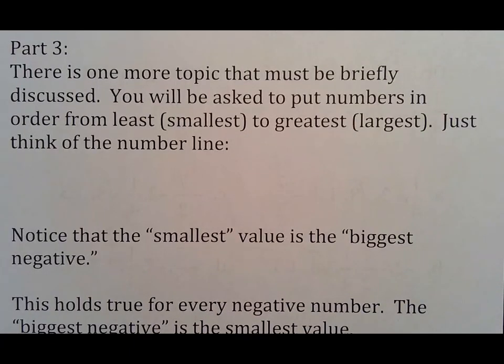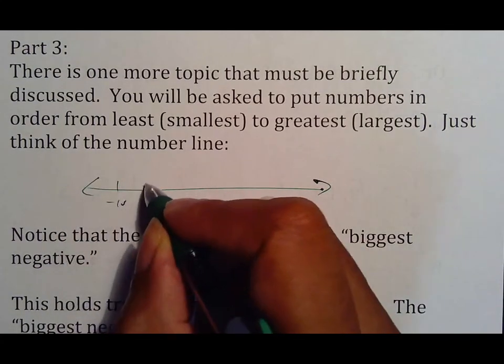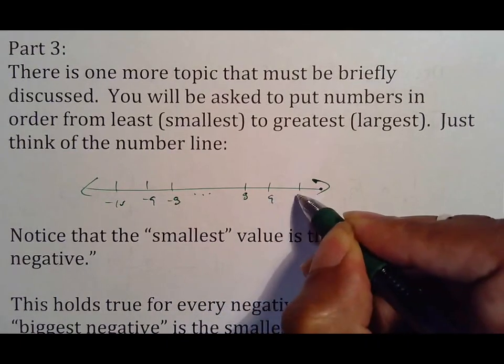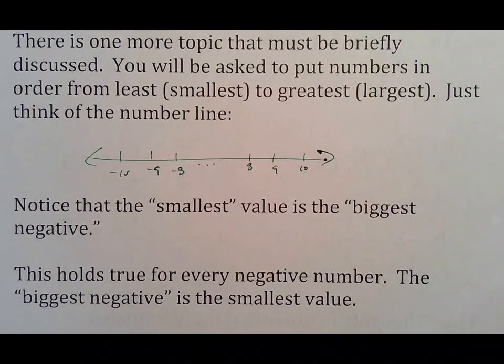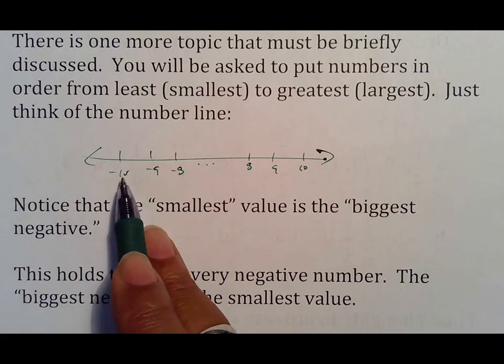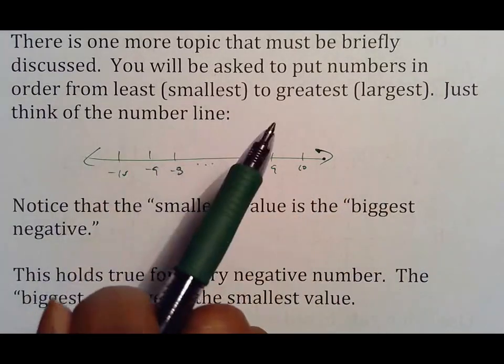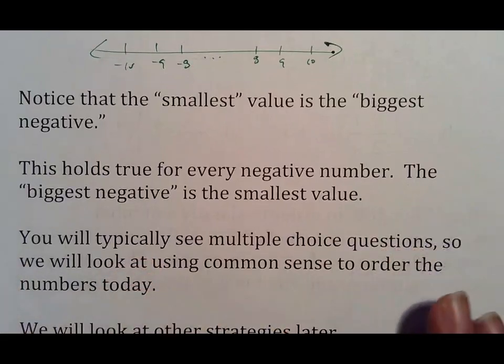There's one more topic that must be briefly discussed. You will be asked to put numbers in order from smallest to greatest, or least to greatest. Just think of the number line. The number that is the smallest is the biggest negative. So negative 10 is smaller than negative 9, is smaller than negative 8. Anything on this side is small, that side is large whenever you compare numbers. This holds for every negative number. The biggest negative is the smallest value.